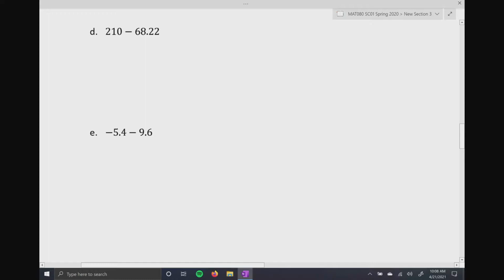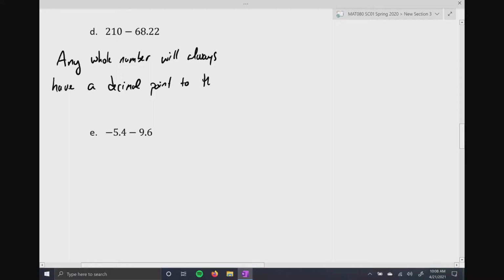Good. So any whole number will always have a decimal point to the far right. Okay. So you nailed it. You answered your own question. So the 210 really has a decimal point. It's to the far right. Okay? Good job.